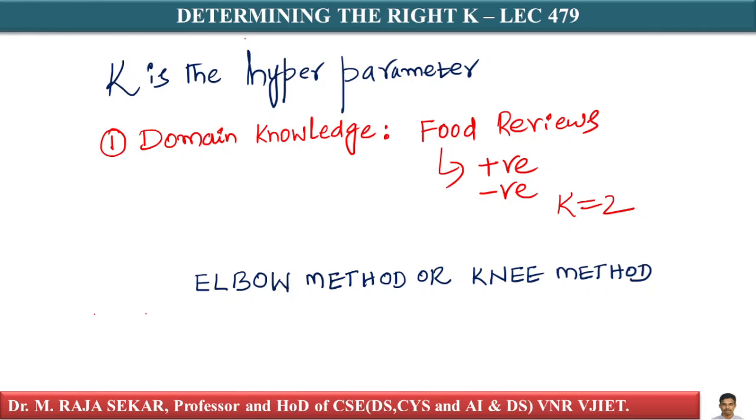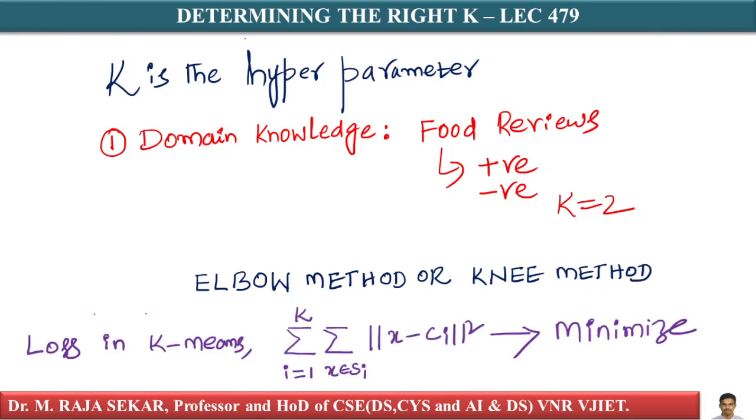What is the objective function or loss function of k means? We are trying to minimize the summation over i equal to 1 to k, summation over x belongs to Si, of the norm of x minus ci, whole square. This is your loss across your k clusters. This is what you are trying to minimize in your objective function of k means.